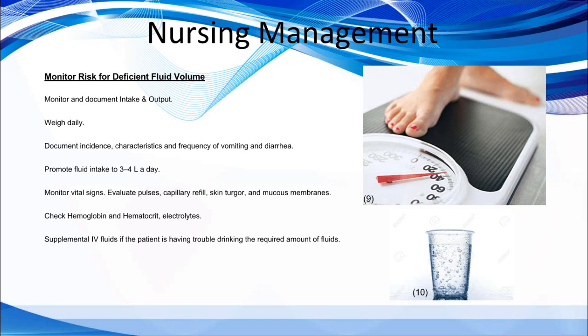Checking hemoglobin, hematocrit, and electrolytes, as Tania mentioned before, through blood tests may also be helpful, as these diagnostics assess the effectiveness of hydration within the body. If a patient can't drink the required amount of fluids, supplemental IVs may be given. This will help to maintain circulating volume again and promote renal function.